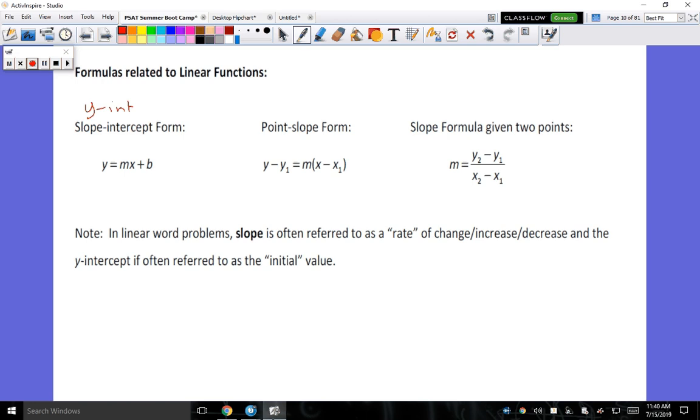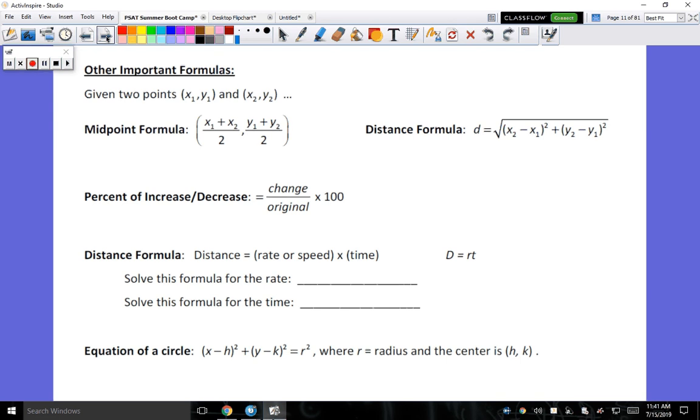It's the change, increase, decrease, and the y-intercept is often referred to as the initial value. Okay? So this is going to be our initial value, otherwise our one-time fee. And this is going to be our slope, otherwise amount per x. This is our slope here, and this is our point slope form, because you have a point and a slope that this comes from. And let's just refamiliarize with those equations. Then we have midpoint.